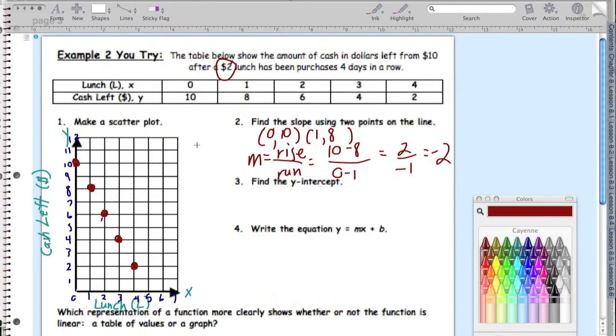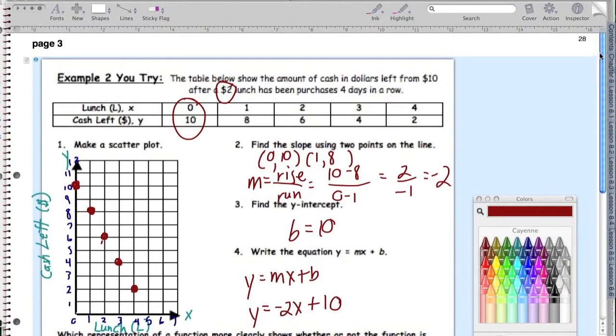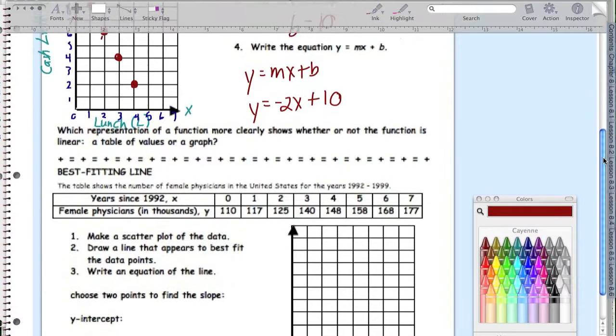Now I find my y-intercept. My y-intercept is what goes with the 0 for x. So my y-intercept is 10. And if I check here, it's crossing the y-axis right at 10. Now I put them together to make an equation. Y equals mx plus b. My m is substituted in with the negative 2. My b is substituted in with 10. And there you have it. That equation models this situation about the lunches and your cash flow that's left.